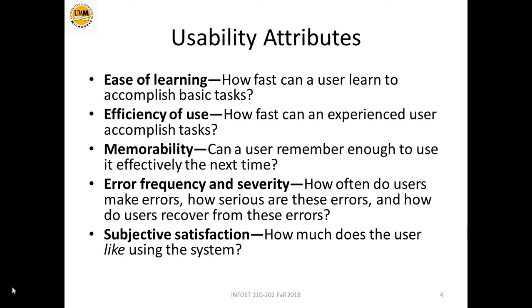Usability has attributes that we need to pay attention to. The first is ease of learning. How fast can a system user learn how to use the system and accomplish basic tasks? Efficiency of use. Once the user becomes an experienced user, how fast can he accomplish tasks? And what can we do to accelerate and provide shortcuts to perform basic and other functional tasks?